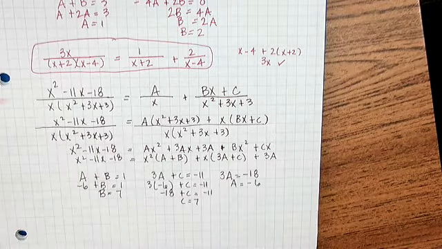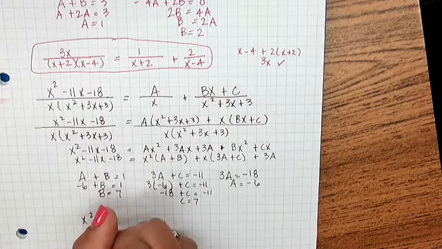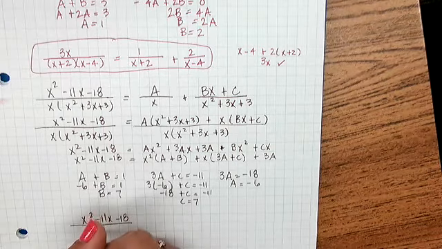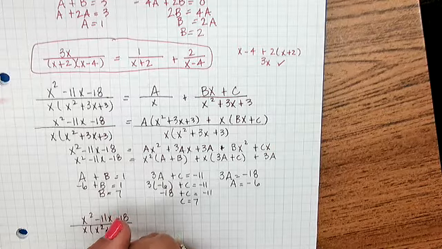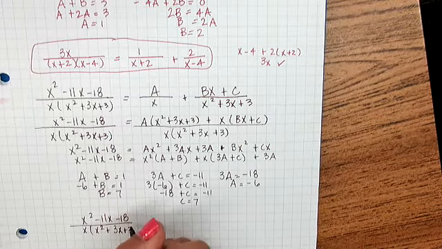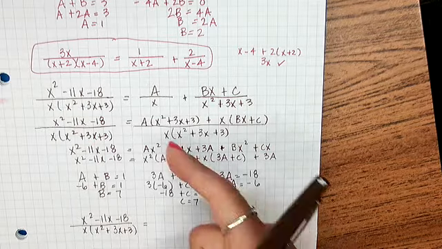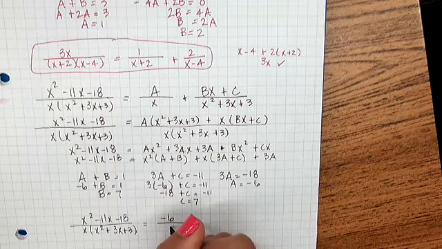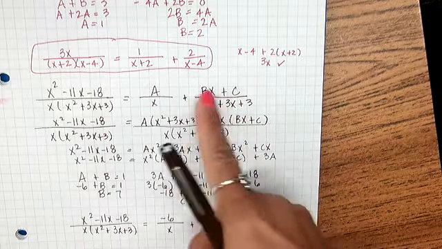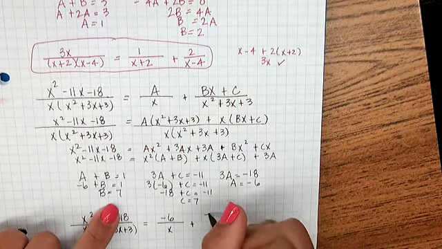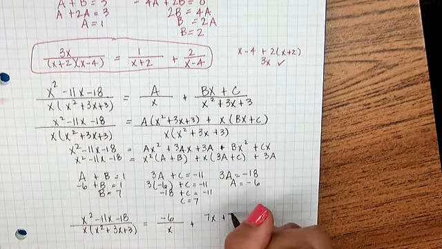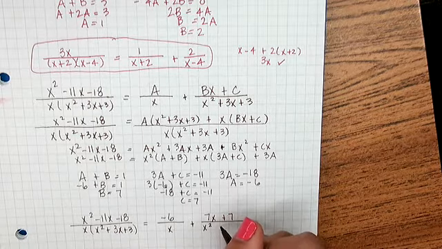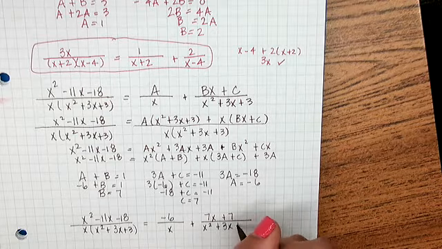All right, so let's write our final answer. x squared minus 11x minus 18 over x times the quantity x squared plus 3x plus 3 is equal to a, which we just found out was negative 6, plus bx plus c. B is 7, c is 7, over x squared plus 3x plus 3.